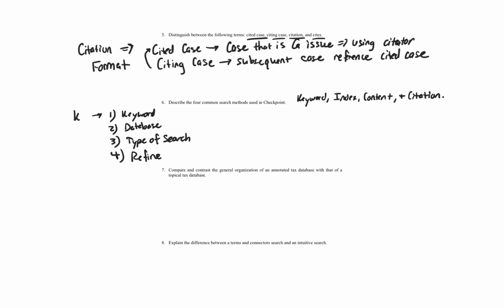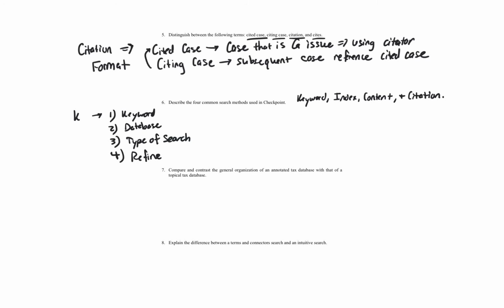And tax research these days, as I showed you in the intro video to Checkpoint, has become a lot easier because there's artificial intelligence type software that helps guide you. You start putting in a phrase like swimming pool, and it brings up swimming pool medical expense, swimming pool medical deduction, swimming pool depreciation, swimming pool depreciation life. It brings up all these phrases that might be relevant in terms of tax law. Database, you have primary and secondary sources. In the intro video, I went through that. Type of search, again, I just talked about intuitive versus terms and connectors.